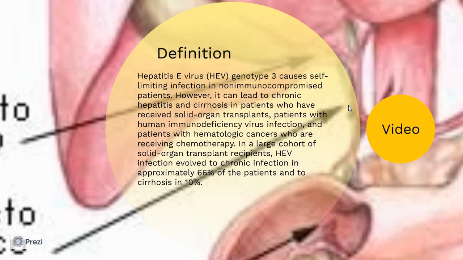First, we're going to talk about the definition. Hepatitis E virus genotype 3 causes self-limited infection in non-compromised patients. However, it can lead to chronic hepatitis and cirrhosis in patients who have received solid organ transplants, patients with human immunodeficiency virus infection, and patients with hematologic cancers who are receiving chemotherapy. In a large cohort of solid organ transplant recipients, HEV infection evolves to chronic infection in approximately 66% of the patients and to cirrhosis in 10%.